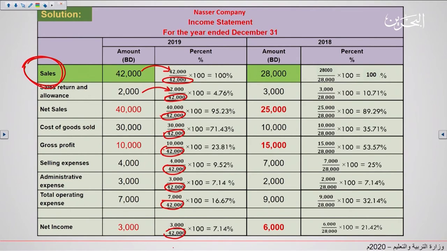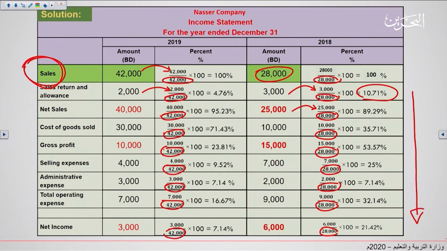Okay, let's see 2018. The amount for sales is 28,000, so the base is 28,000. The same for all the amounts. We just copy the first number. For example, sales return and allowance 3,000. 3,000 divided by 28,000 multiplied by 100 equals 10.71%. Okay, and it will be the same for everything.